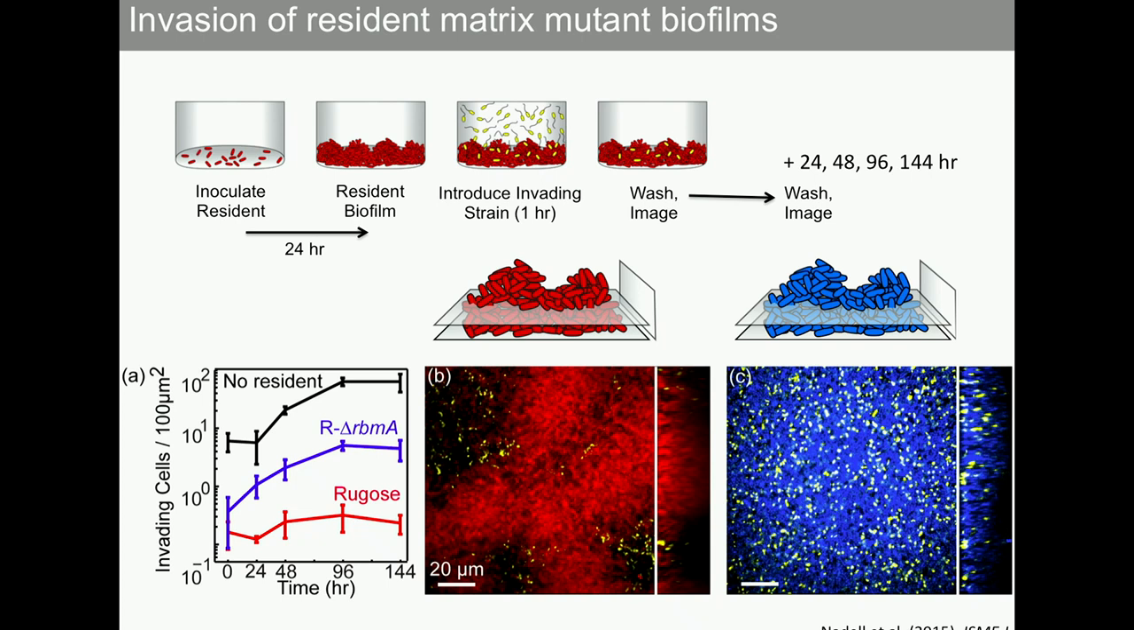So first of all, the invading strain colonizes somewhat more and it's able to grow an order of magnitude more than with the wild type present. Some may be interested that in this case, the RbmA resident is displaced itself. It's outcompeted. I'm not showing that here, but it is. And also, most interestingly, the invading strain is able to percolate through the entire system now, which is dramatically different from what we saw before.